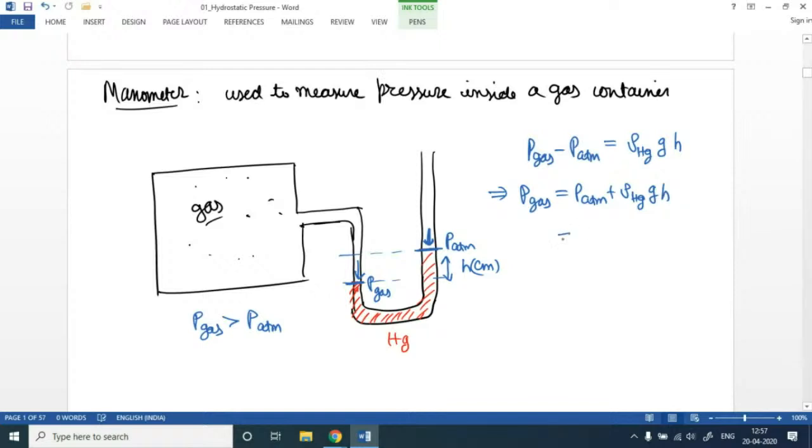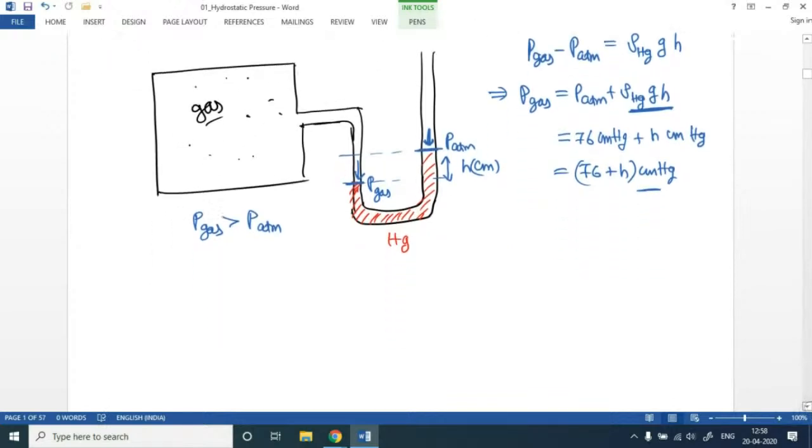Alternatively, a more convenient way of representing it: P atm, as we have already understood, is equivalent to 76 centimeter of Hg, and this pressure is equivalent to h centimeter of Hg. So the result would be 76 plus h centimeter of Hg. That is how we are going to measure the gas pressure.